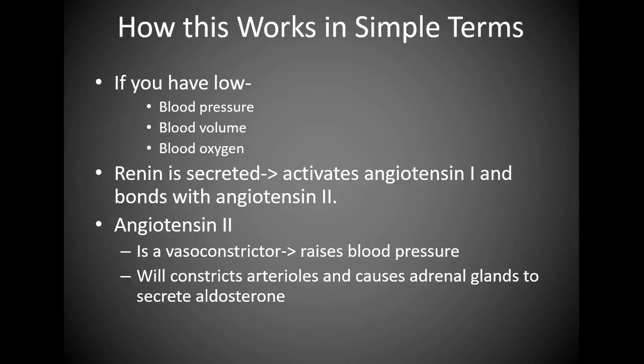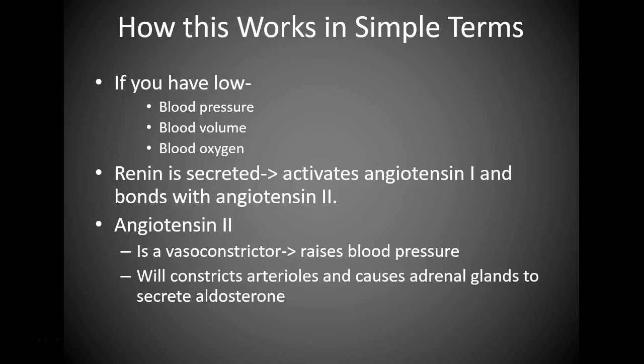If you have low blood pressure, low blood volume, or low blood oxygen, renin is secreted and activates angiotensin I, which converts to angiotensin II. I don't want you to know anything other than that. You don't have to look into chemical reactions or cellular levels. All you need to know is that renin is secreted and it activates angiotensin I, which becomes angiotensin II. Angiotensin II is a vasoconstrictor, so it constricts your blood vessels. By doing that, it raises blood pressure. This will also constrict arterioles and cause the adrenal glands to secrete aldosterone.